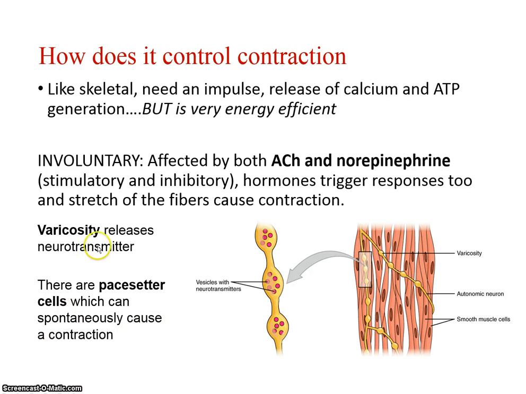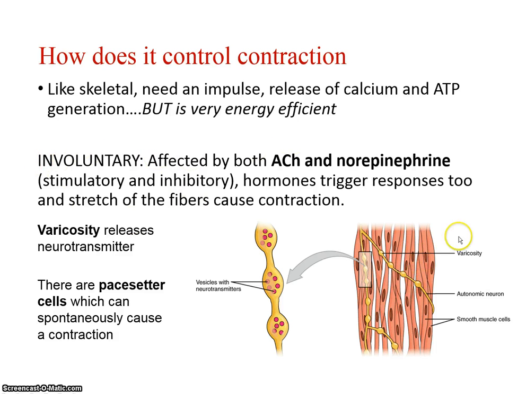Yay, right? So I do want to reinforce the fact that I'm not going to ask you about varicosity. So what I'm going to look for in smooth muscle are the pacesetter cells. I include more than is going to be necessary for you to retain. We just want to know in general that smooth muscle is involuntary.